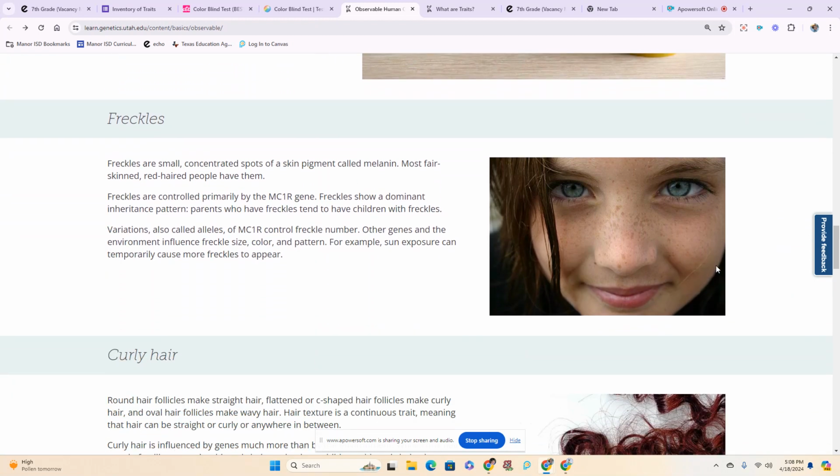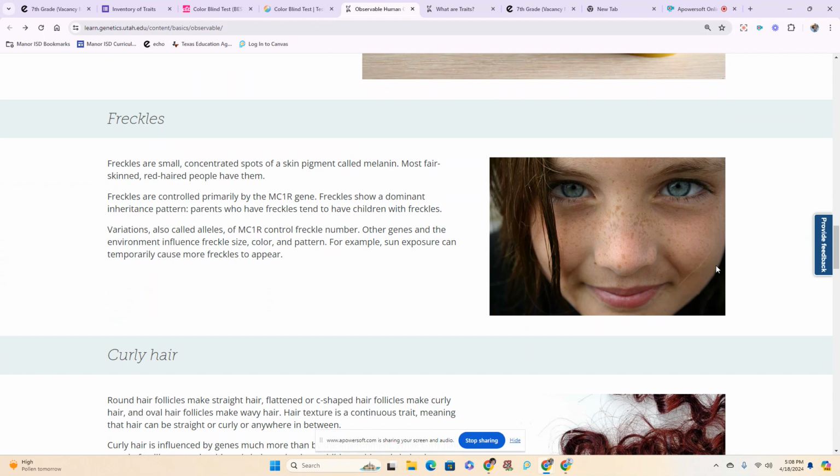Freckles. Freckles are small concentrated spots of a skin pigment called melanin. Most fair-skinned, red-haired people have them. Freckles are controlled primarily by the MC1R gene. Freckles show a dominant inheritance pattern. So parents who have freckles tend to have children with freckles.